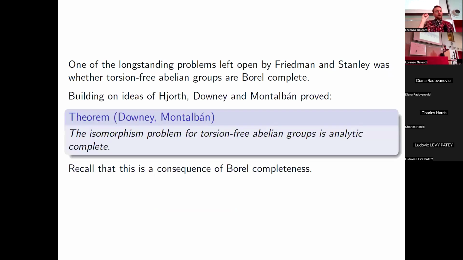So I forget when this was. I think it was around 2010. Rod Downey and Antonio Montalban showed that the isomorphism problem for these is analytic complete. So remember, this is a consequence of Borel completeness, but potentially, like p-groups, it doesn't imply Borel completeness. So you can think of this as some evidence towards it being Borel complete, but not all the way. But it's some progress.